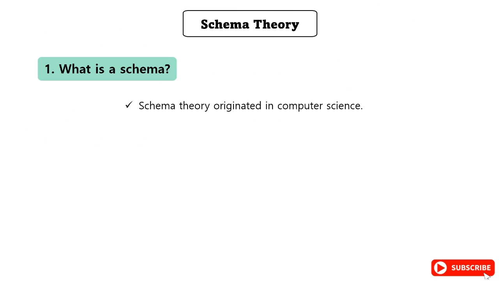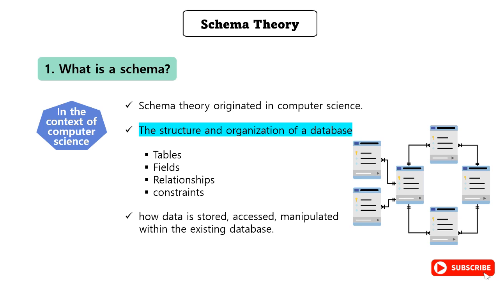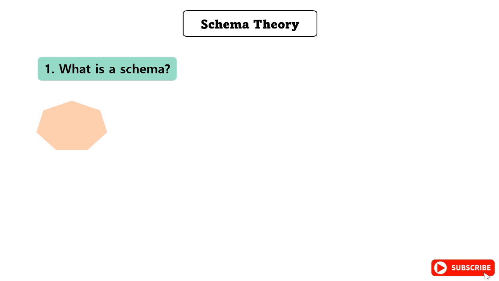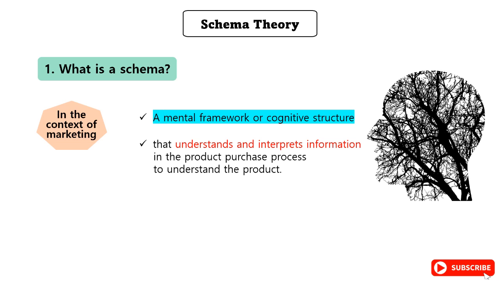Originally, schema theory originated in computer science. In the context of computer science, a schema refers to the structure and organization of a database. It includes the tables, fields, relationships, and constraints that describe how data is stored, accessed, and manipulated within the existing database. In the context of marketing, as explained above, it refers to a mental framework or cognitive structure that understands and interprets information in the product purchase process to understand the product.